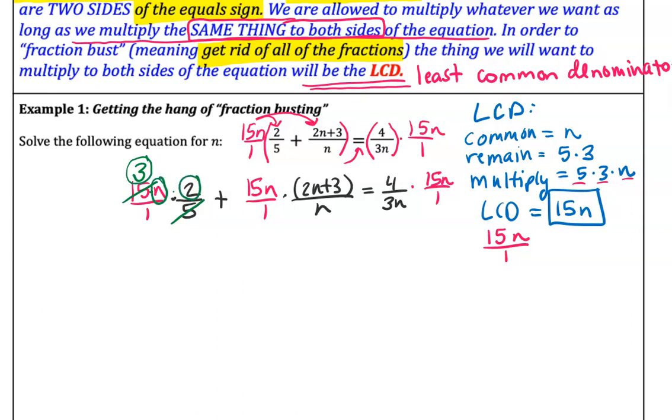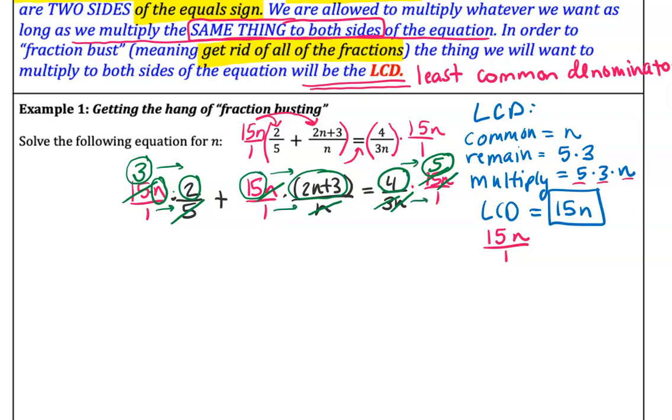In the second fraction, I have an n in common. I can divide that out, and I would be left with the 15 and the 2n plus 3. And then in my final fraction, I could divide out an n divided by n, and then 15 divided by 3 to get 5. And I'd be left with a 5 and a 4. And then if you remember from our 4.3 lesson, you go ahead and multiply the leftover stuff straight across.